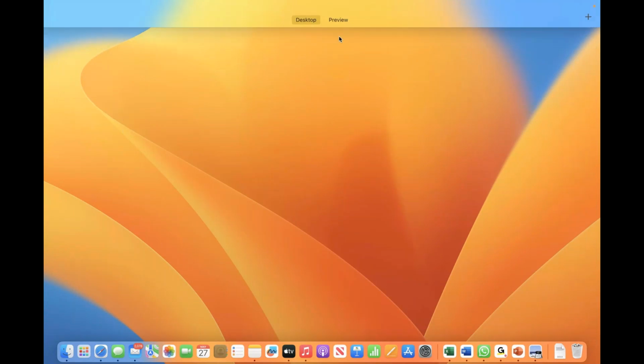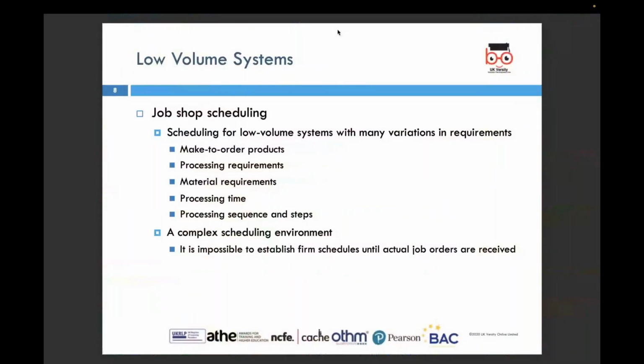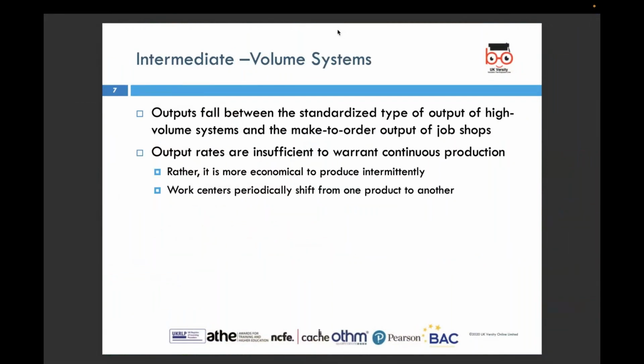Next one is intermediate volume systems. Intermediate volume systems lie between high volume systems and job shops in terms of their output characteristics. Intermediate volume systems exhibit a unique combination of features that make them distinct in the manufacturing landscape. So what exactly are intermediate volume systems?